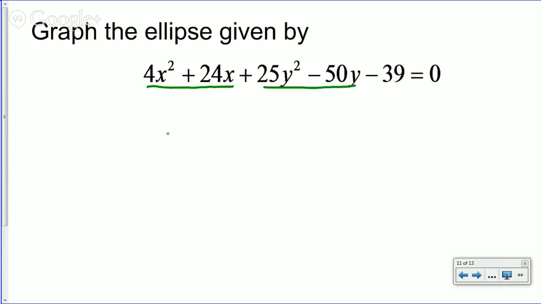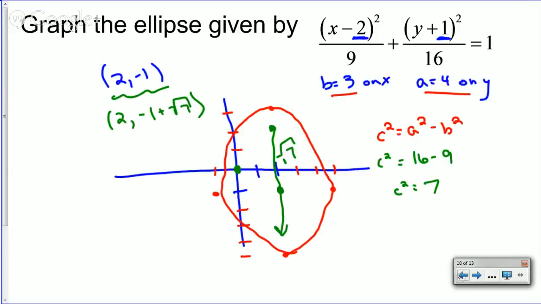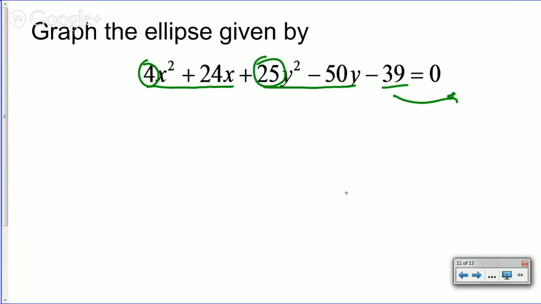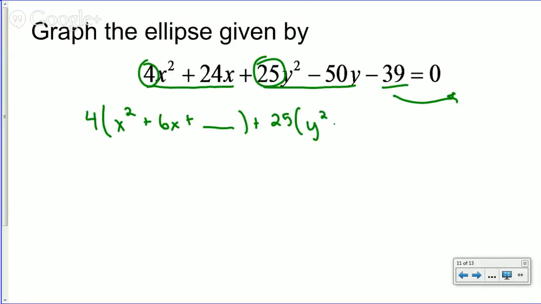So what I want to do is take this, and I've got a common denominator here and here. I'm going to move this over to the other side, because we have to complete the square on these. If you notice, I've got these two factors up here. So I'm going to take the 4 out, and I'll have x squared plus 6x plus blank, plus 25 brought out, y squared minus 2y plus blank equals 39.